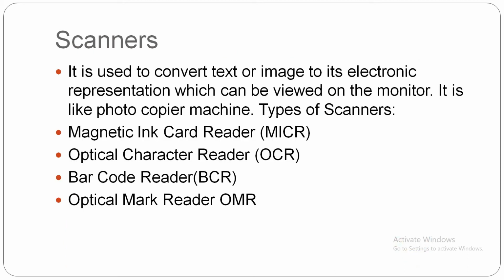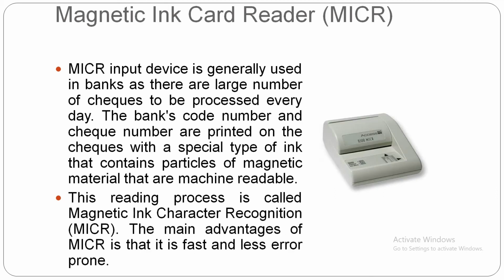Next is scanners. Scanners are used to convert text or image to its electronic representation, which can be viewed on the monitor. Here are the various types of scanners. First is magnetic ink card reader. Next, optical character reader or OCR, barcode reader, and then optical mark reader. Firstly, we will discuss the magnetic ink card reader, MICR.